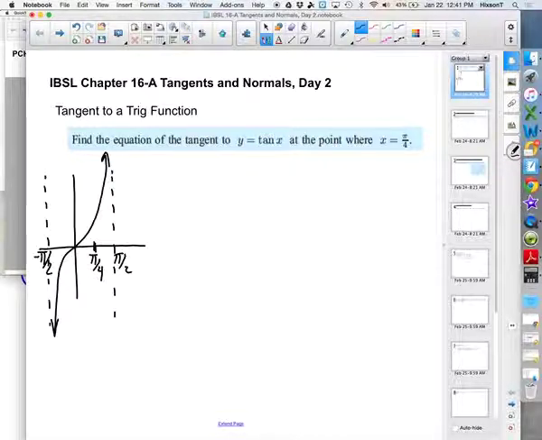If you remember, what's the tangent of pi over 4? Anyone remember that? Sine and cosine of pi over 4 are both square root of 2 over 2, so square root of 2 over 2 over the square root of 2 over 2 is 1. So here's our point of tangency that we're talking about. It's the point pi over 4, 1.